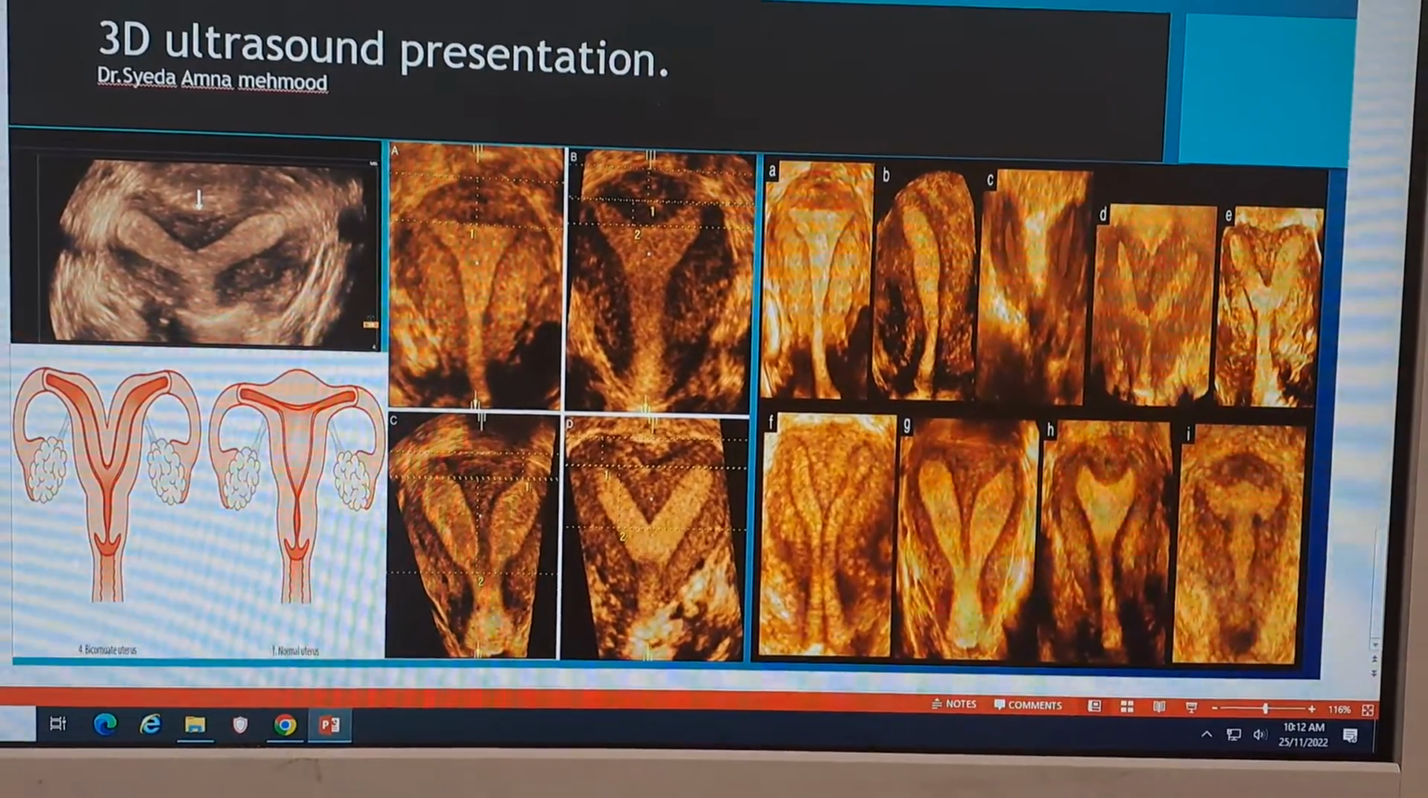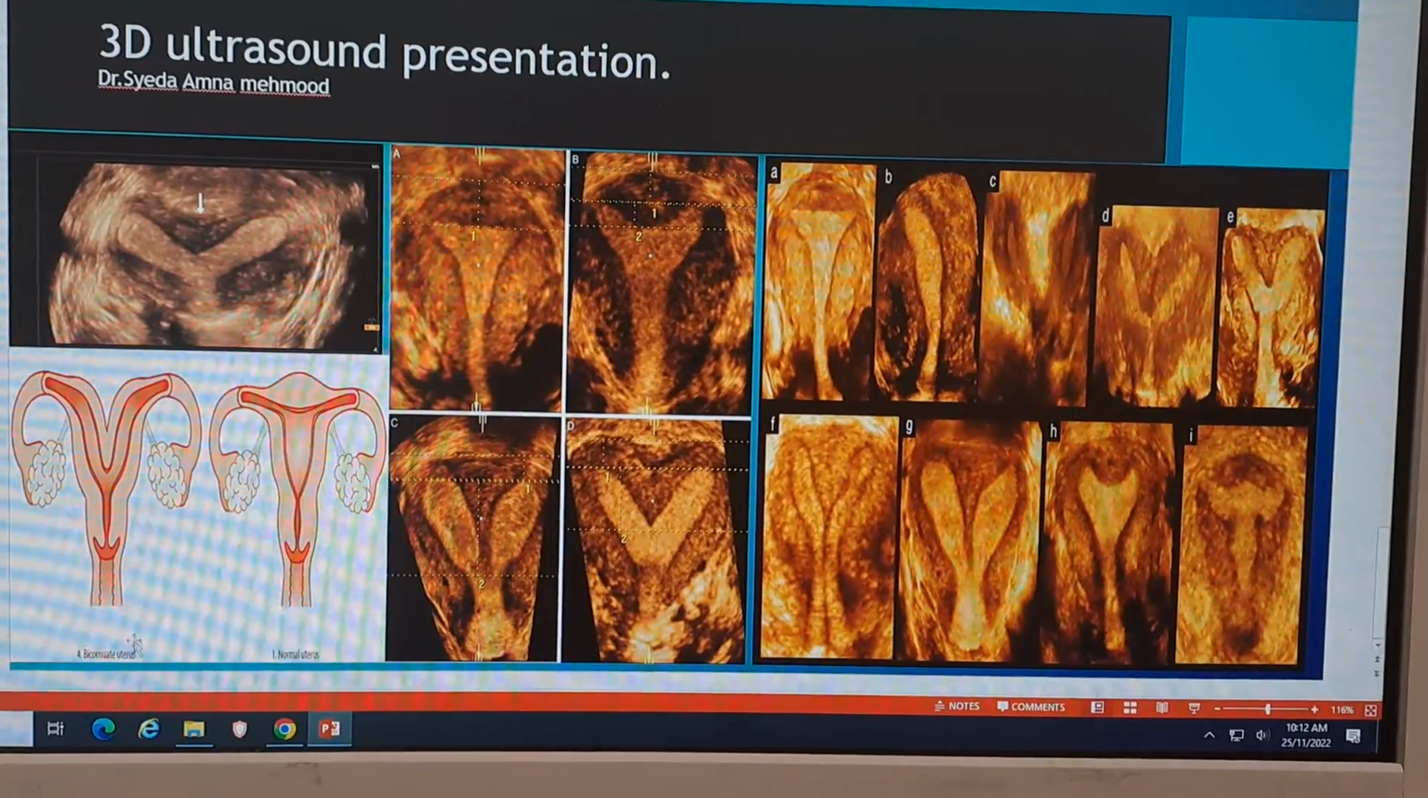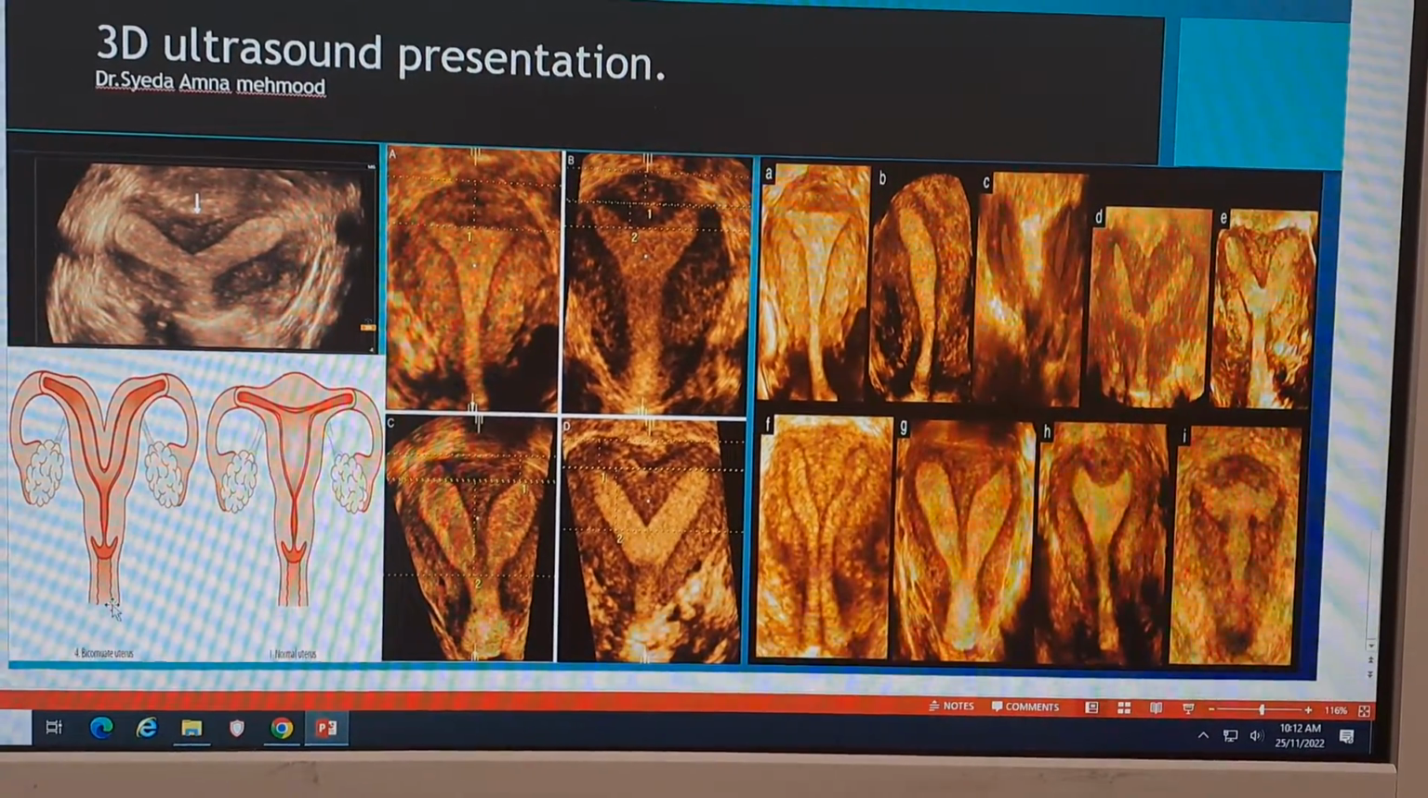So you have to see the myometrial thickness, the hump in the cavity, and there is a separation in the endometrium, and the internal os, vagina and cervix.